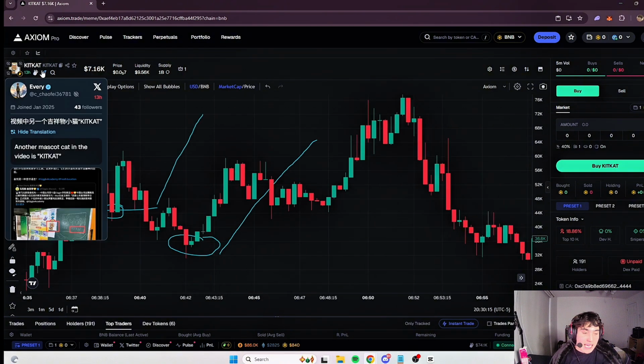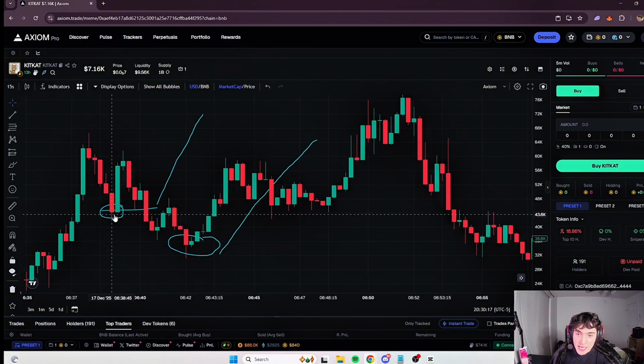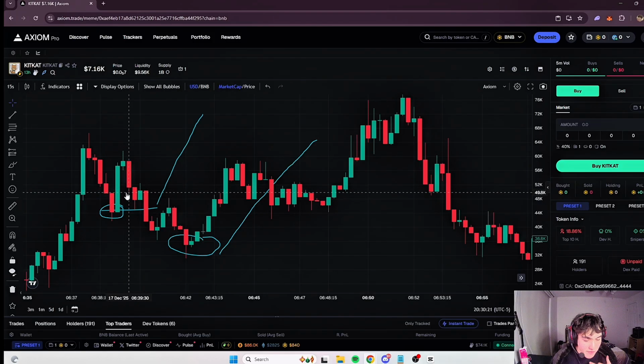Look for a good narrative. If it has good stats, you buy in on a dip, then you sell for a 2x gain, and you just repeat that process, whether you have $5, $10, $20, and you just do that over and over again.